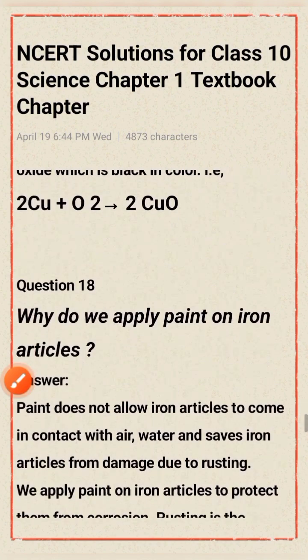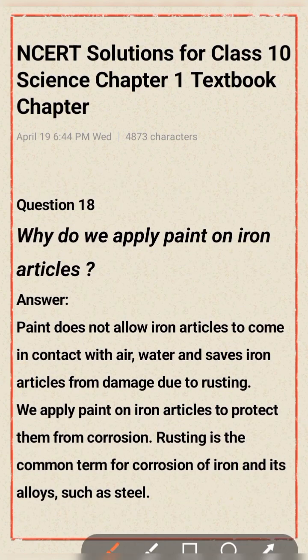Okay. Next question, question number 18. Why do we apply paint on iron articles? Why do we apply paints on iron articles?